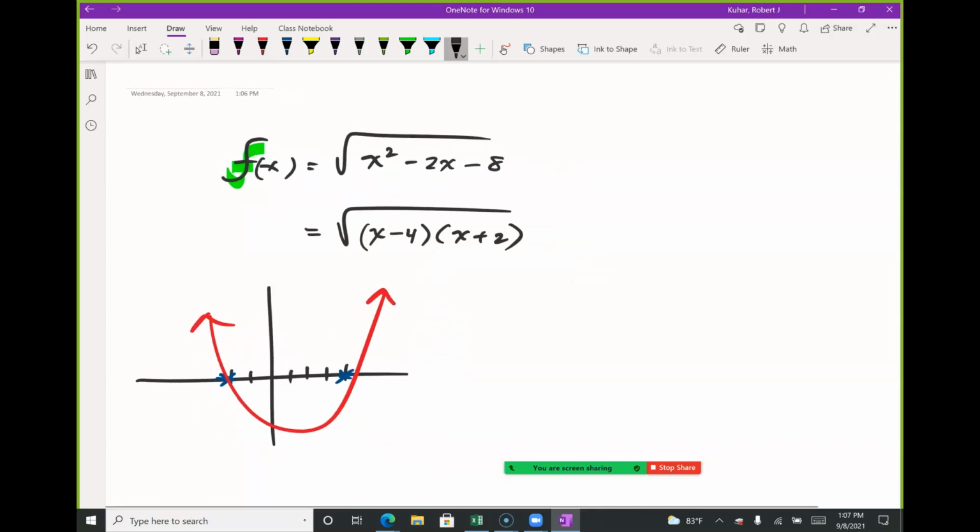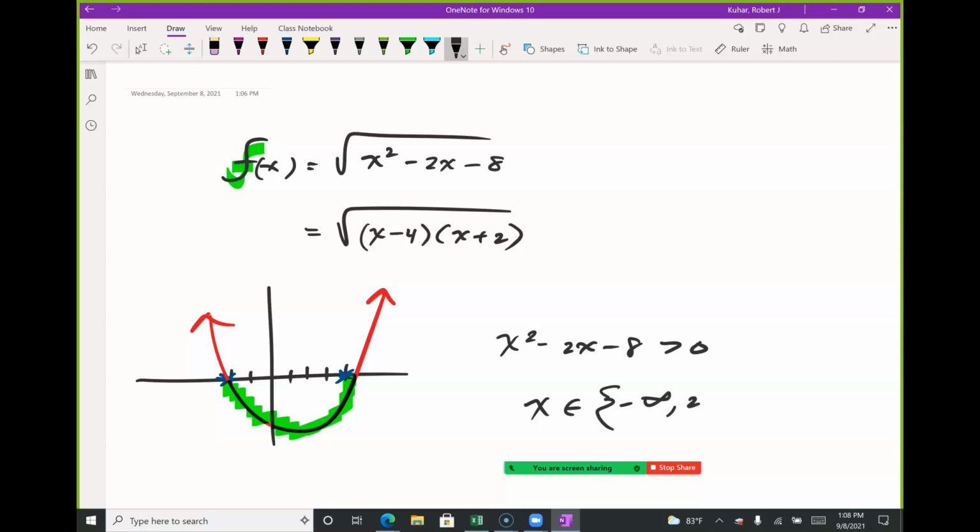And I know that for a domain of a square root, I can't have negatives inside of there, right? I can't have negatives inside here. So this green area is off limits to me, right? I have to make sure that that interior x squared minus 2x minus 8 is greater than 0. And obviously I get the union from minus infinity to 2 and from 4 to infinity.